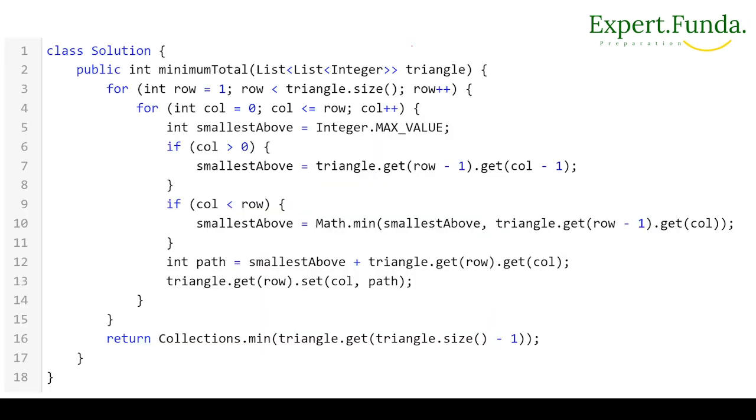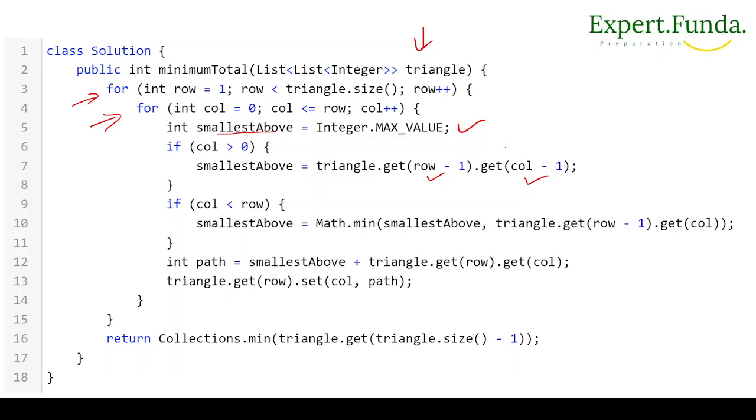Now the input we are given is a triangle, a list of lists. For all the rows, we will go through the columns. The row starts from 1 and goes to the size, and the column starts from 0 and goes to the last column. We take a smallest above value, which starts from the max value of integer. If the column is greater than 0, then we do triangle dot get row minus 1, and column minus 1.